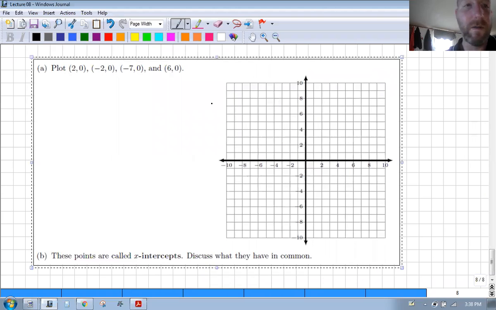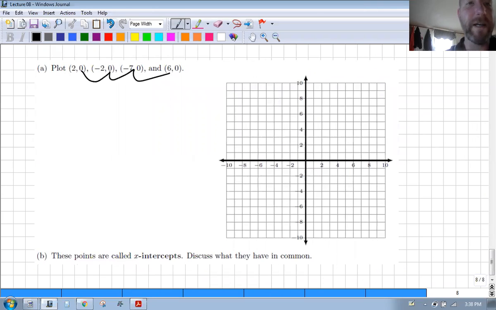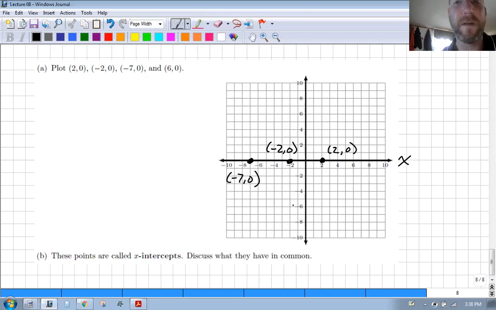Notice they all have 0 for y. That means they're all going to lie on the x-axis. So they're all going to be called x-intercepts. (2, 0), we go to the right 2, but we don't go up or down. So that's (2, 0). (-2, 0). Go to the left 2, don't go up or down. (-7, 0). And (6, 0). All right, they all lie on the x-axis because all their y values are 0. So they're all x-intercepts.